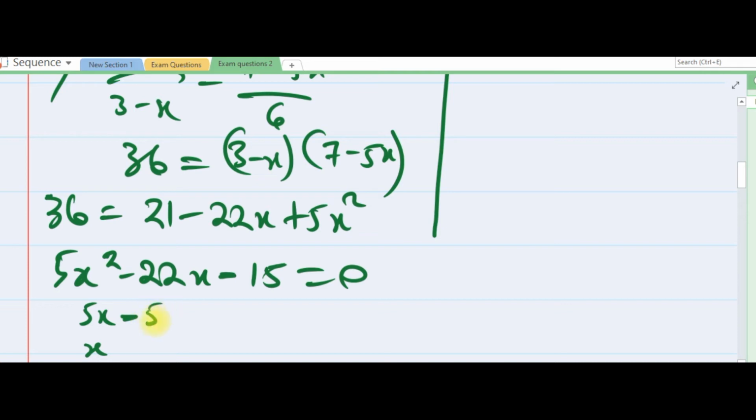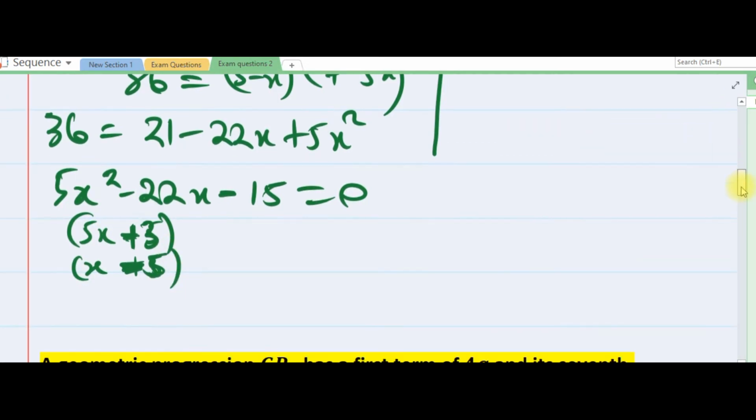So I write minus 5 with the 5x here, and plus 3 with the x here. Because if I do 5x times minus 5, I have minus 25, and minus 25 plus 3 is minus 22. So the terms I've factorized are 5x plus 3 and x minus 5.